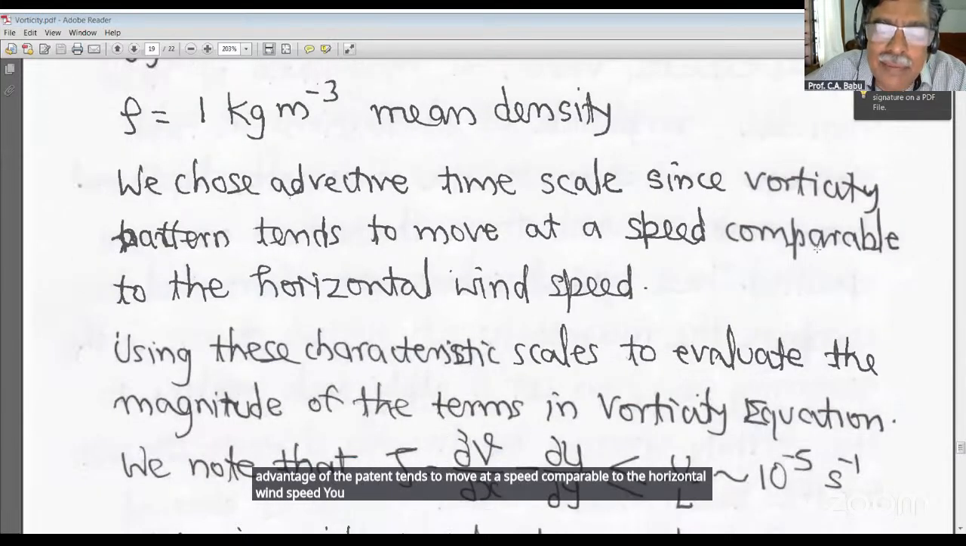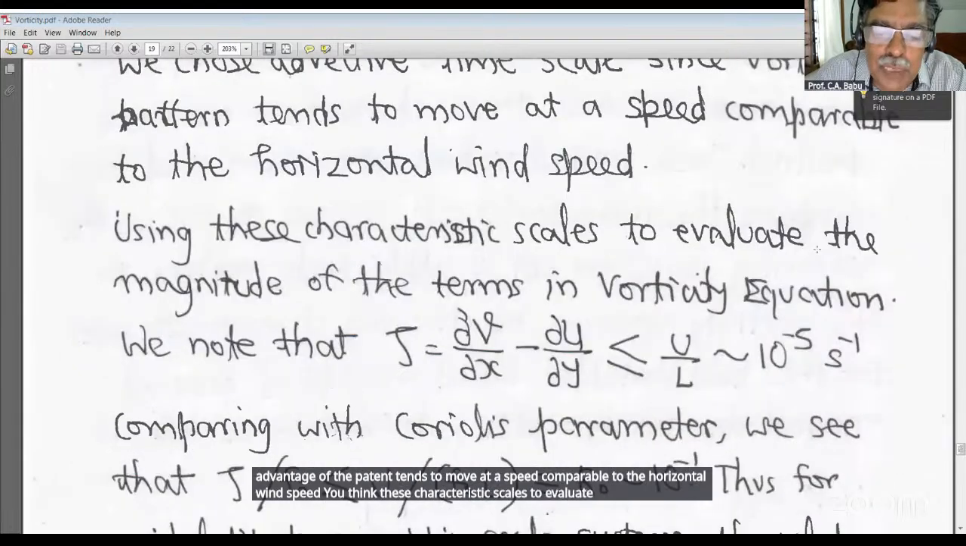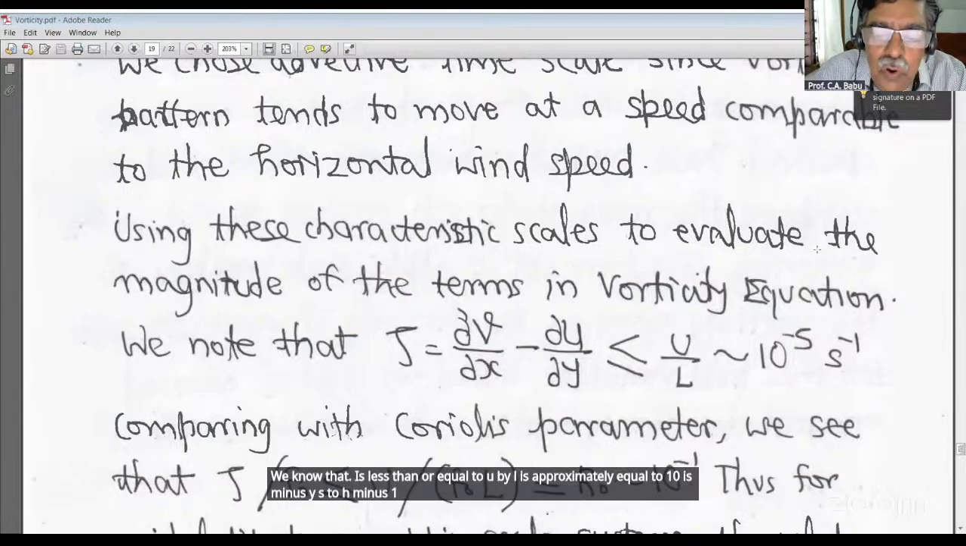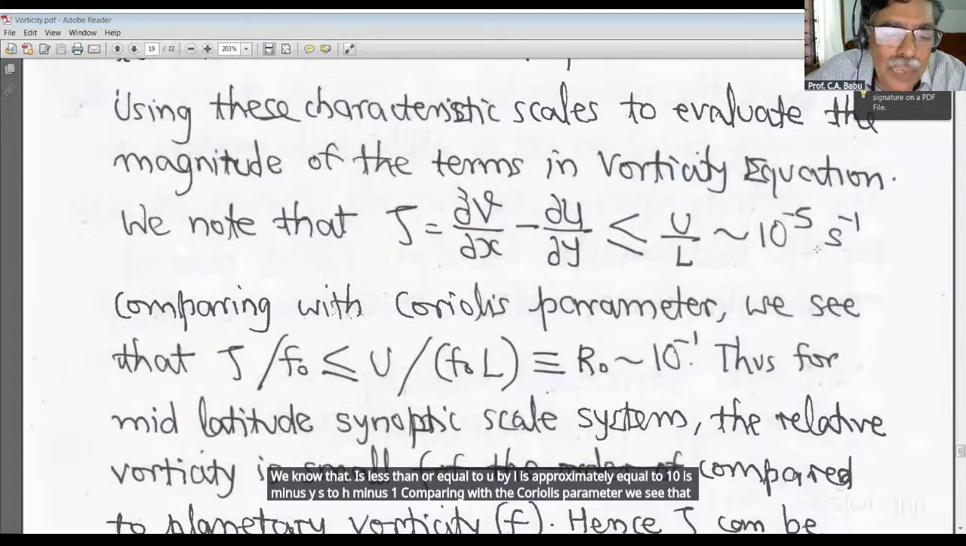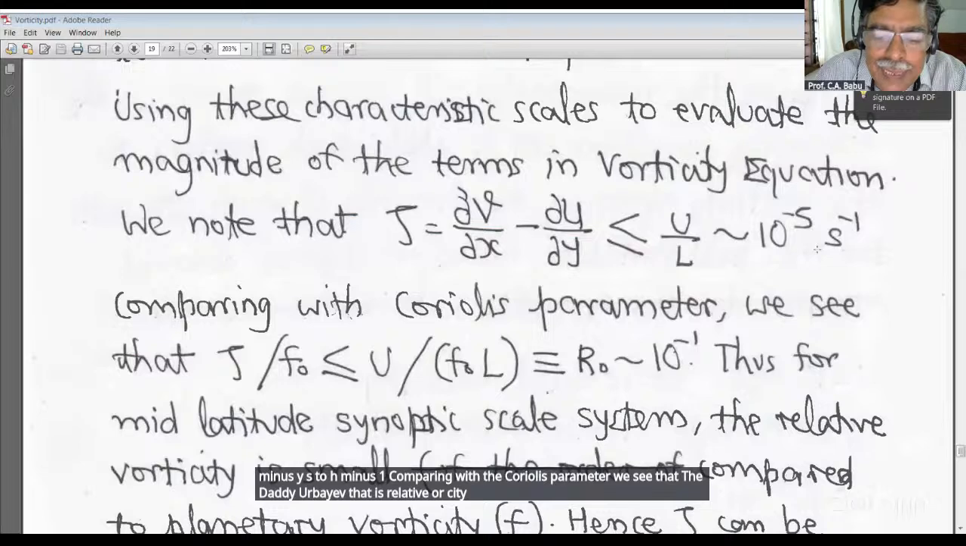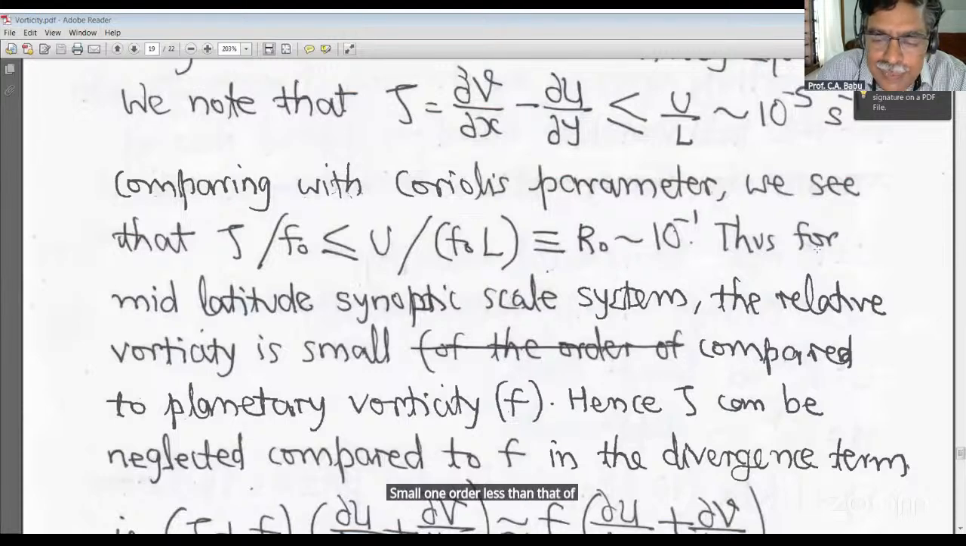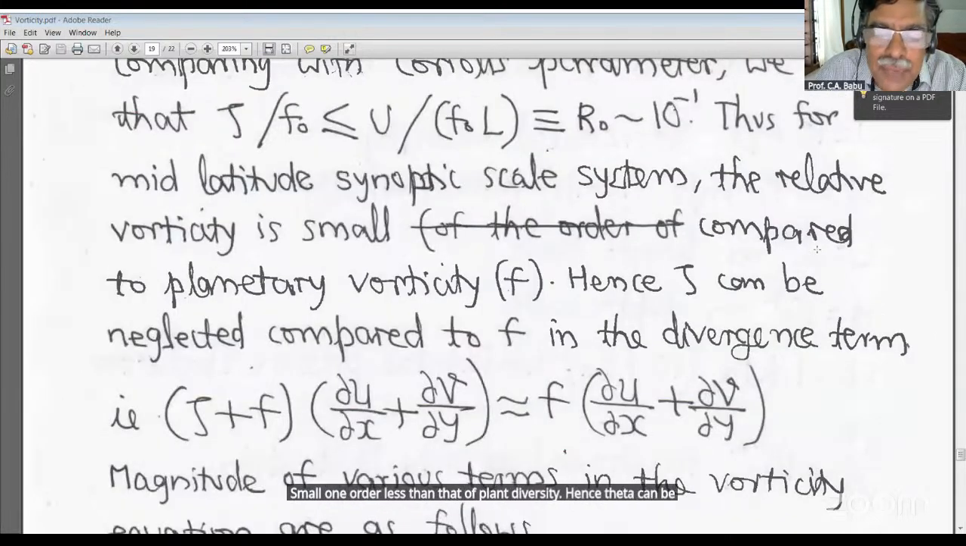Using these characteristic scales to evaluate the magnitude of the terms in the vorticity equation, we note that relative vorticity theta, equal to dou v by dou x minus dou u by dou y, is less than or equal to U by L, which is approximately 10 raised to minus 5 s raised to minus 1. Comparing with the Coriolis parameter, we see that theta divided by f, that is relative vorticity divided by planetary vorticity, is approximately equal to the Rossby number, that is 10 raised to minus 1. Thus, for a middle latitude synoptic scale system, the relative vorticity is small, one order less than that of planetary vorticity. Hence, theta can be neglected compared to f in the divergence term.